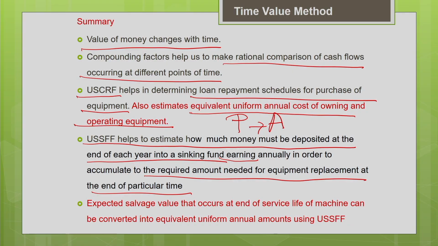So that at the end of the particular period, that money will grow into a particular sum which will enable you to either purchase a new machine or replace the old machine with a new machine. This sinking fund factor will help you to determine how much money I should deposit in the pool of funds every year, so that it will grow into the future value F at the end of n years. Also, with the help of the uniform series sinking fund factor, I can convert the salvage value that occurs at the end of the service life of the machine into equivalent uniform annual amounts. That is what we found in the time value method estimation. We converted the future salvage value into annualized salvage value using the uniform series sinking fund factor.